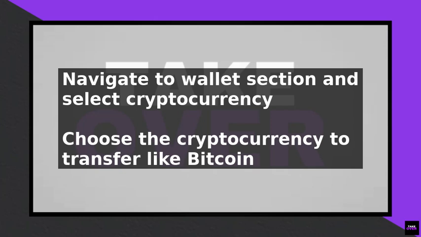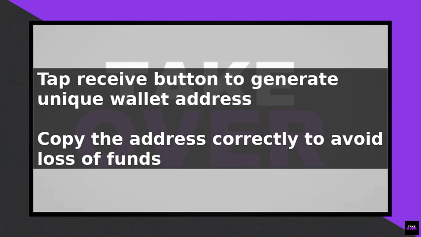Now, go to the external wallet or exchange where your cryptocurrency is currently held and initiate a transfer to the wallet address you copied earlier. Enter the amount you want to transfer and confirm the transaction. Depending on the blockchain network, it may take some time for the transaction to be confirmed. You can track the status of your transaction in the Crypto.com app. Once the transaction is confirmed, the cryptocurrency will be added to your Crypto.com wallet.